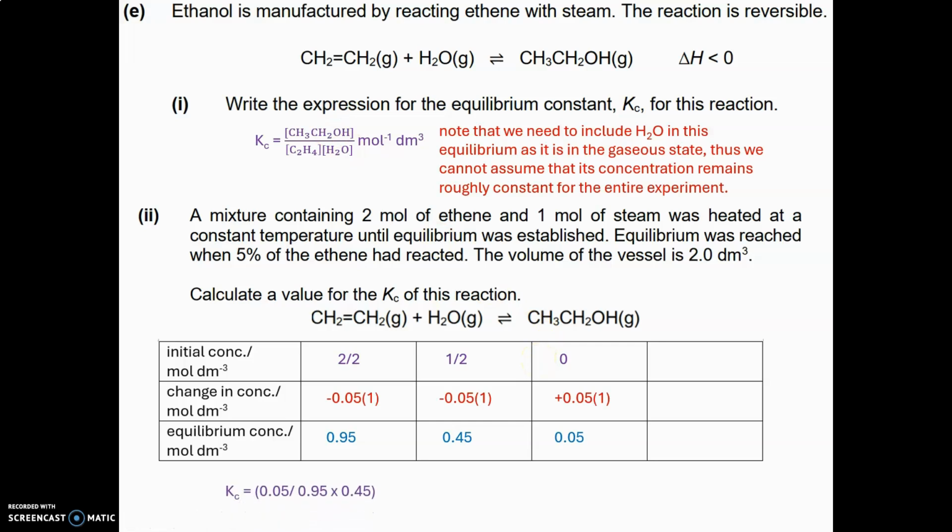So Kc will be 0.05 divided by 0.95 times 0.45, which would be 0.117.